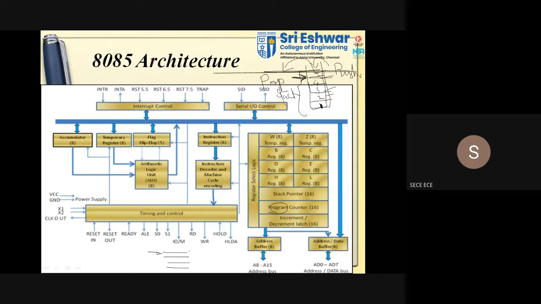After executing this instruction, the program counter moves to the next address. It counts from 0, 1, 2, 3 likewise. After executing this one I go for the next, and it continues. This is your program counter's operation. It stores or points to the next memory address where we have stored our program.